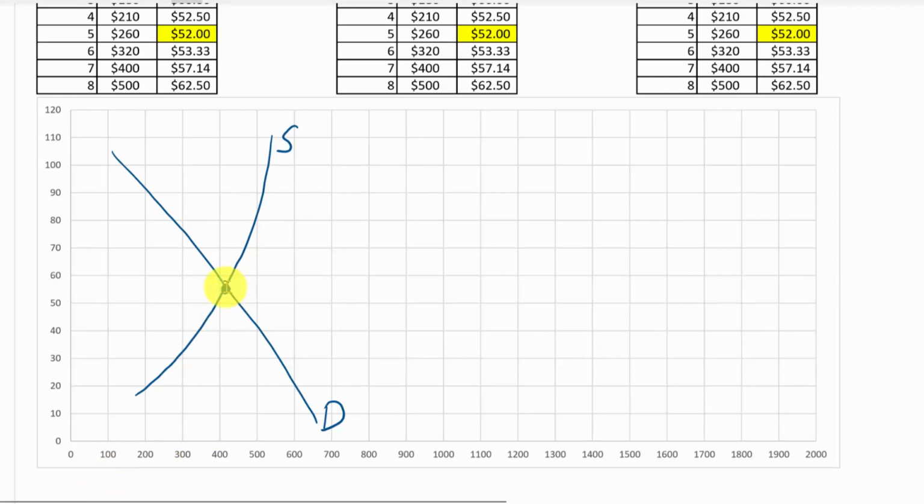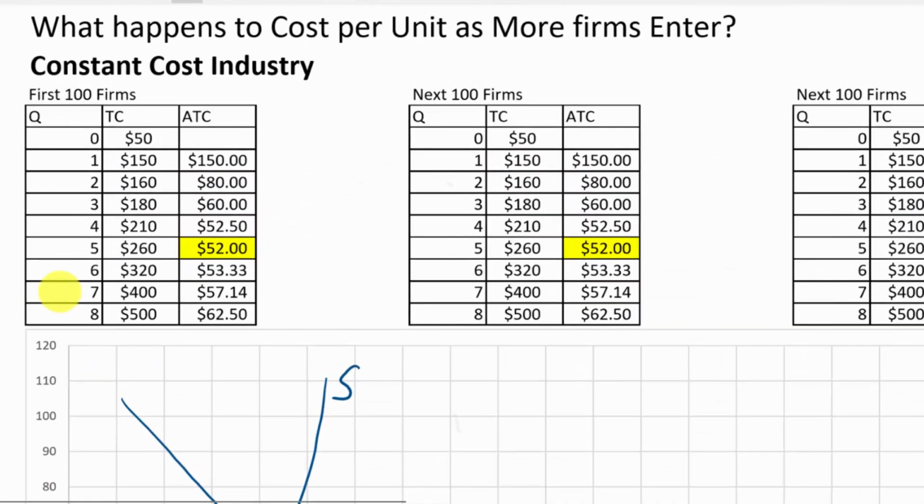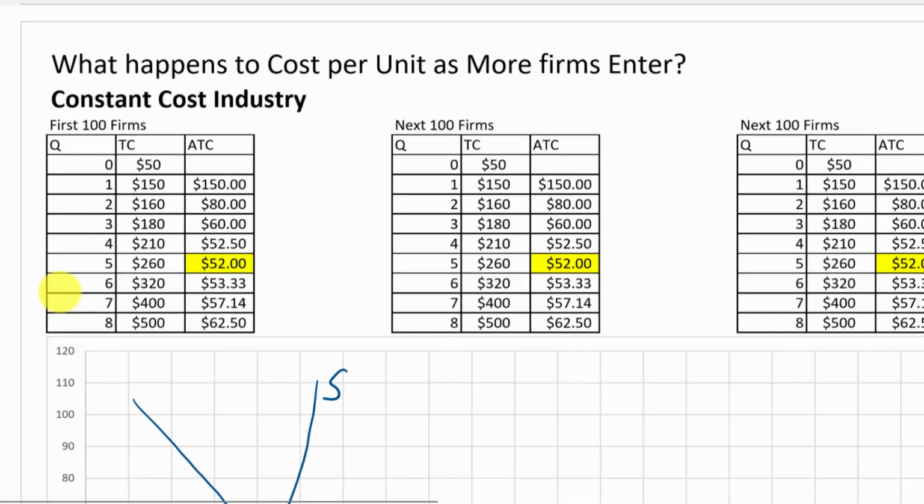It looks like in the graph, the way I've drawn it, that the equilibrium price might be about $55. All right, well, let's look and see what's going on. Let's suppose we only have a few firms in this industry right now. We have fewer than 100 firms, and so each of these firms has a cost table that looks something like this. And in order for these firms to be able to break even or make a profit, the price has to be $52 or greater, right? At a price of 52, they're breaking even. Anything higher, they're making a profit.